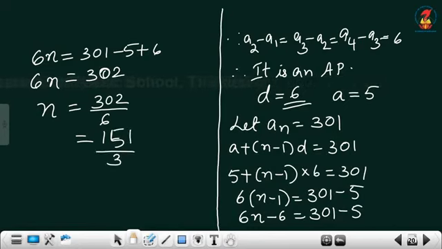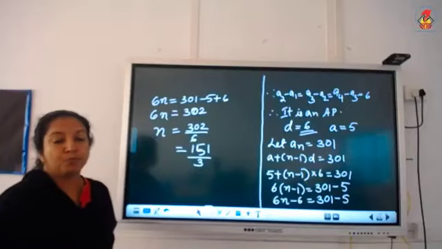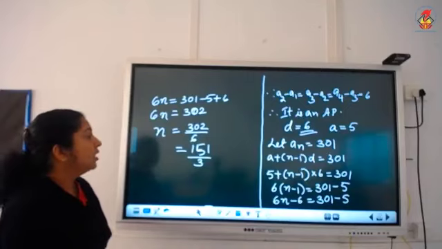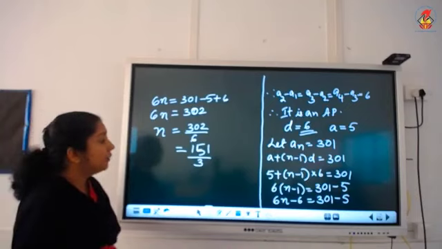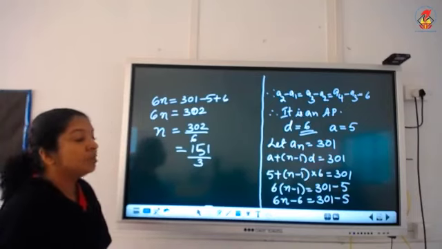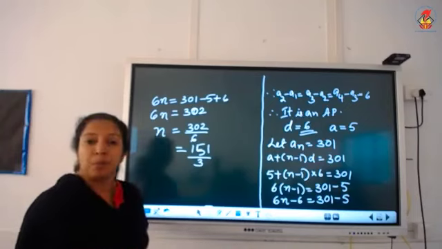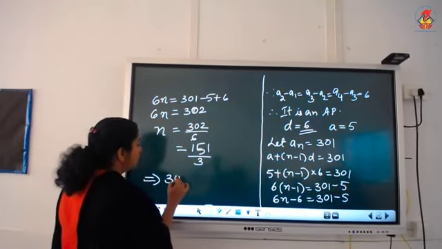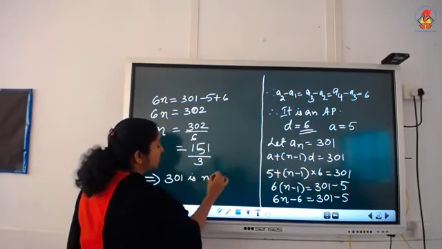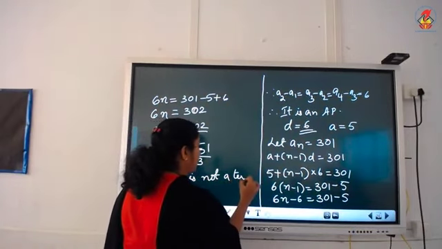It is equal to 151 divided by 3. So we got this as a fraction, but we should get this as a positive integer. If we are not getting this as a positive integer, we can say this number 301 is not a member of this AP. So this implies that 301 is not a term of this AP.